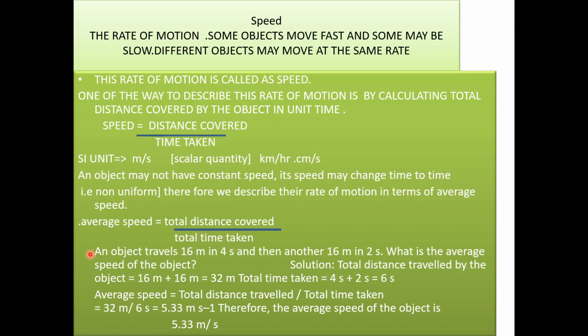One example you can take: an object travels 16 meter in 4 seconds, then another 16 meter in 2 seconds. What is the average speed? You will find out the total distance traveled by the object. It will be 16 plus 16, that is 32. Total time taken is 4 plus 2, that is 6 seconds. So average speed will be total distance upon total time, 32 by 6, that is 5.33 meter per second.